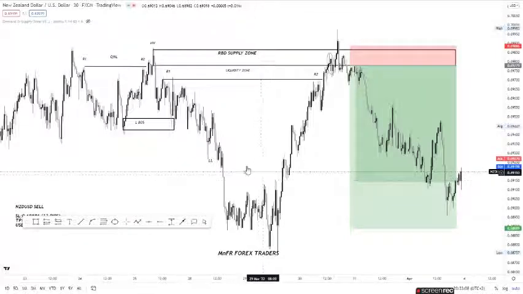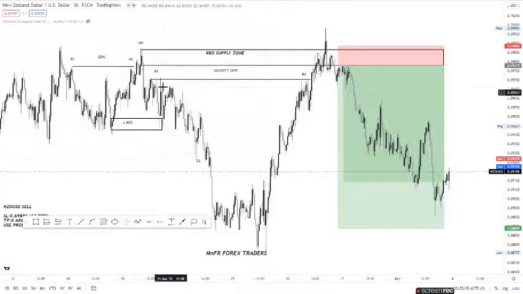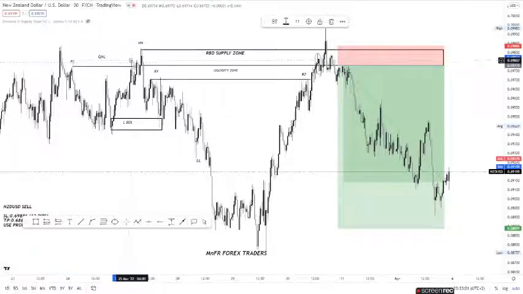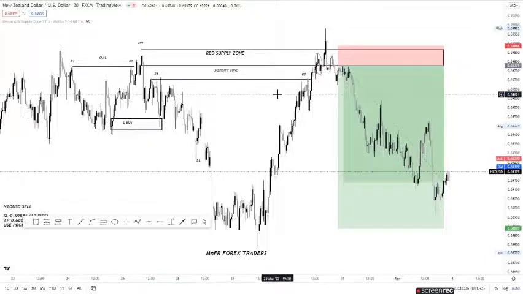If you look at this particular setup, this was a perfect QML plus fake out setup. To your right, you have a dual resistance QML. Right here we have double resistance, and then we created a low, and then we created a higher high right there, and thereafter a lower low breaking structure. We had a resistance and another resistance, and we were waiting for price to reject from here, and then we enter.